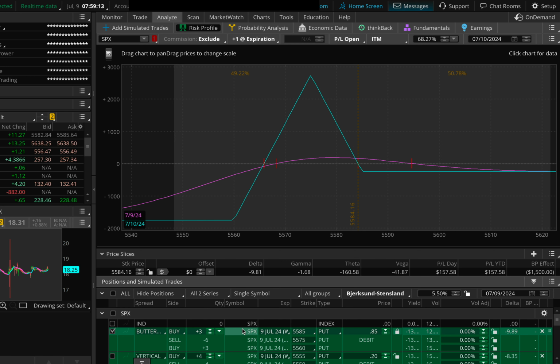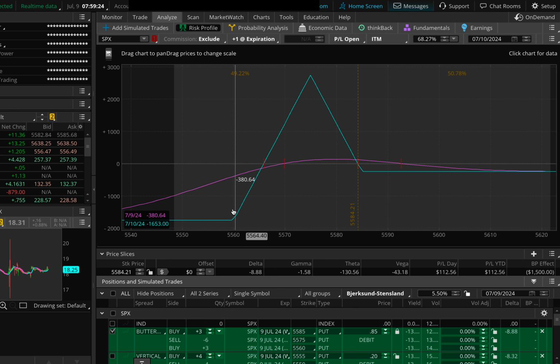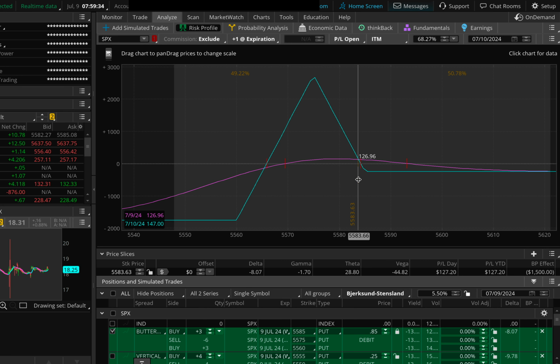Okay, here it is, 8 o'clock, July 9. Here's the current state of our butterfly trade. You can see we're doing very well. So nothing added, just the original broken wing butterfly by itself at this point. No upside adjustment, no downside adjustment, nothing on the downside yet. And we're getting really close to hitting our profit target. Our profit target is 150.